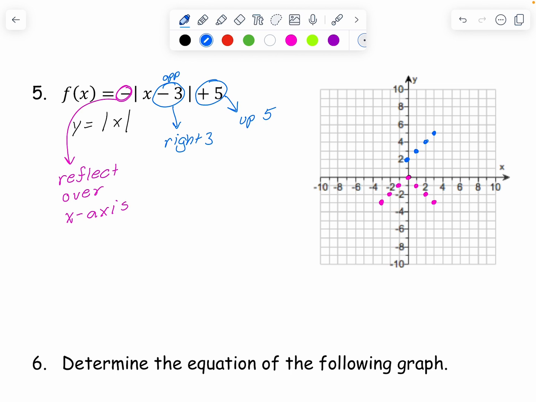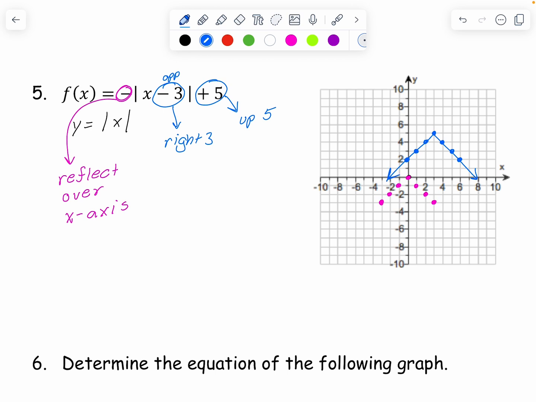If I do the same thing for the remaining points, the next ones are starting to go down, so we should see that again. So this, if we go right 3, up 5, we get that next point here. Then we take the next point, this one, and we go right 3, up 5, and then we take our last point, right 3, up 5. And so we get this same upside down V, but it's shifted over and up. And so this would be our final graph.